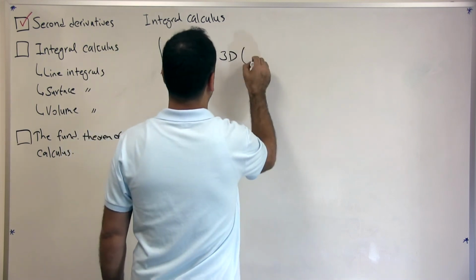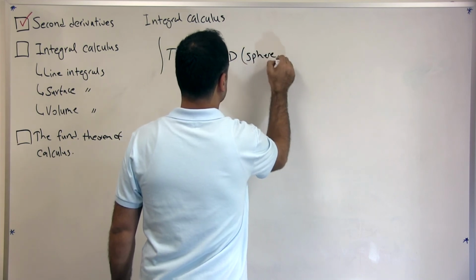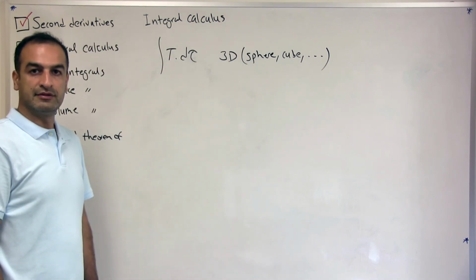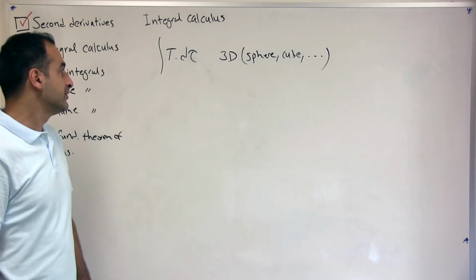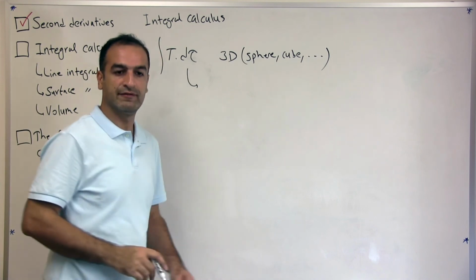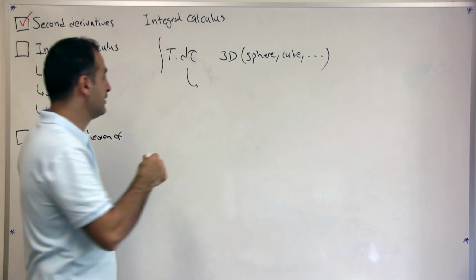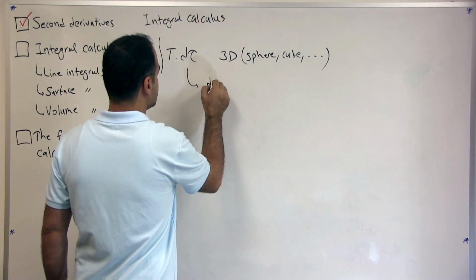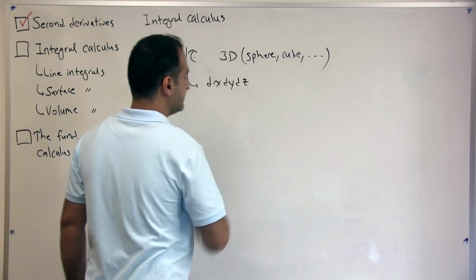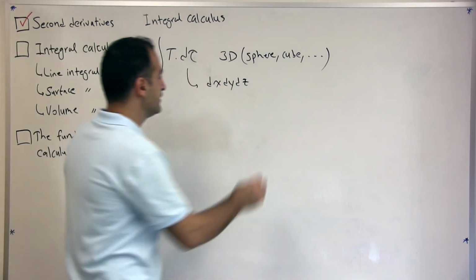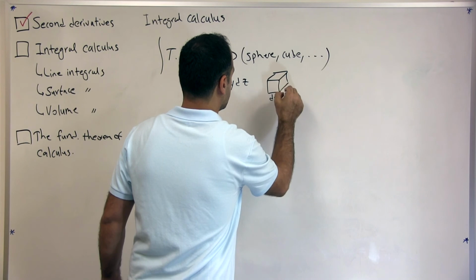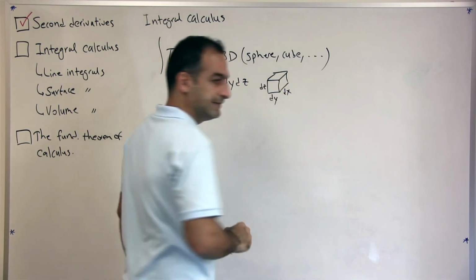So it could be on a, let's say, sphere, or cube, or any other type of three-dimensional shape, okay? So what happens is that a lot of times this dτ reflects a three-dimensional small volume element. In Cartesian coordinates, that's dx, dy, dz, okay? So this is a volume of a very small cube with sides being dy, dx, and dz, okay?